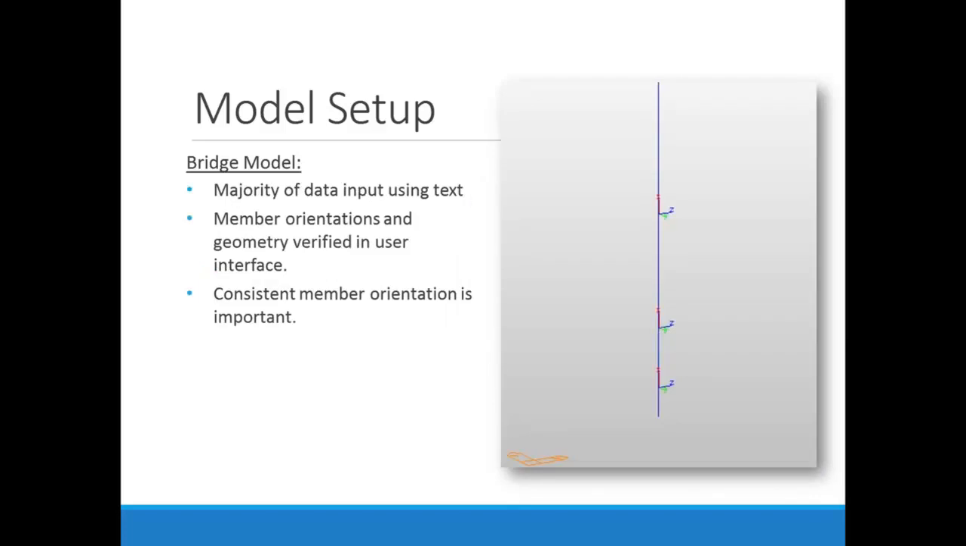But one of the beauties of using a program like Midas is that the user interface is very powerful. So after you input your text data, you can go back into the user interface, turn on your local axes, and verify all of your members are oriented as you expected them to, and that you can look at the renderings to see that everything is oriented and the sections are exactly as you imagine they would be. And because you're going to find that later on, it's very important to make sure all of your member rotations are consistent. That way you can pull out your data quickly and compare.